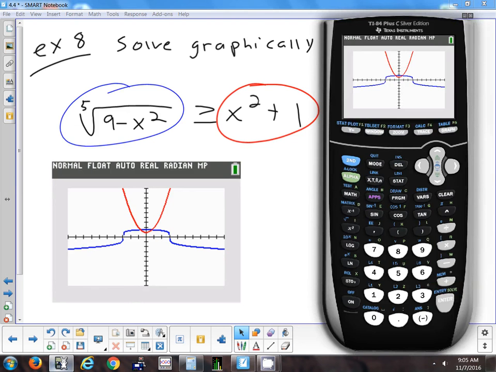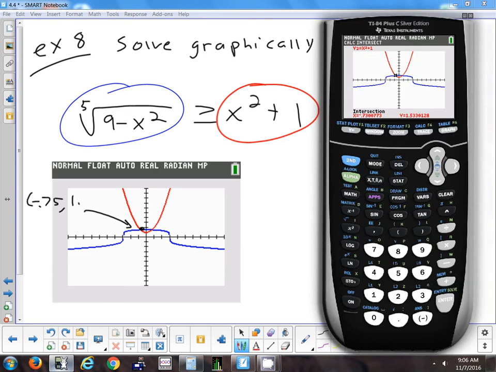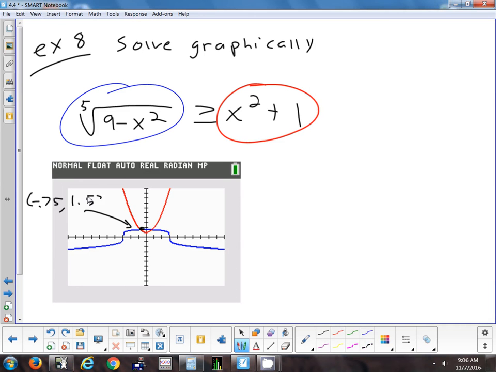And what do I have to calculate on the calculator to figure that out? Yeah, I need 2 intersection points. So calculate the intercept. And I get negative 0.73, 1.5. Negative 0.73. What was it? We'll go 1.53. Did anybody find the other one?